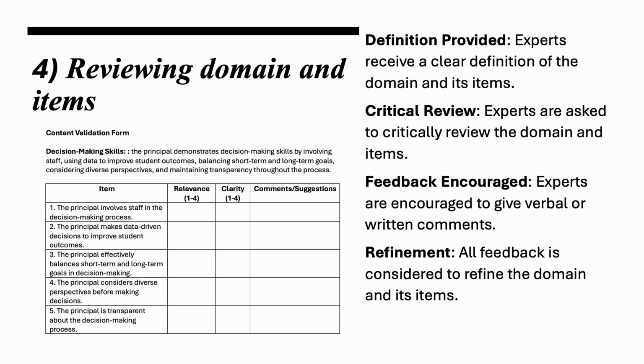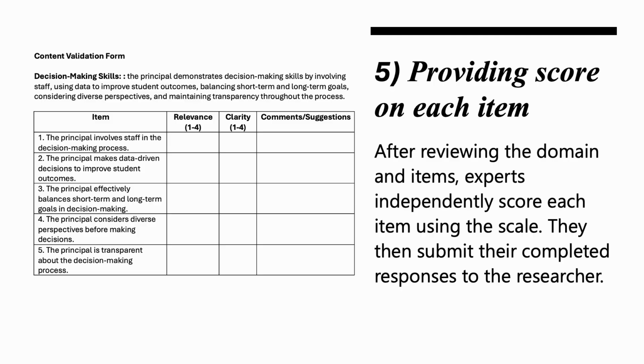Reviewing domain and items, experts receive the domain definition and draft items. They score each item's relevance and provide feedback, which is then systematically integrated to optimize content validity. Once the experts have thoroughly reviewed the domain and its items, they are asked to independently score each item using a relevance scale. This scoring process is crucial, as it captures the experts' unbiased evaluations. After completing the scoring for all items, the experts submit their responses to the researcher, ensuring that all feedback is collected systematically for further analysis and refinement.